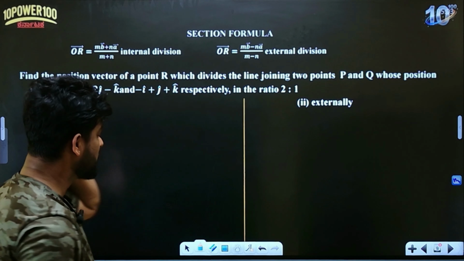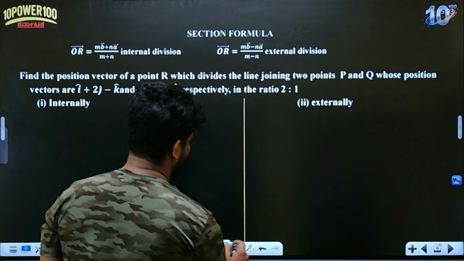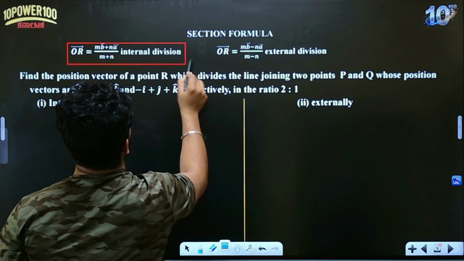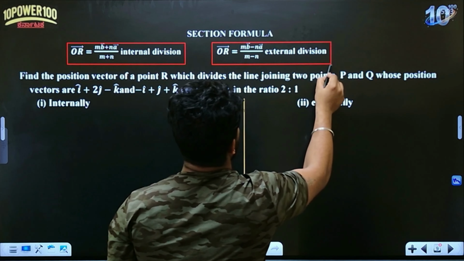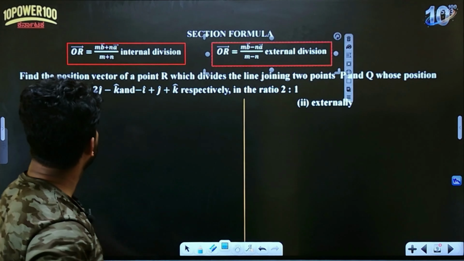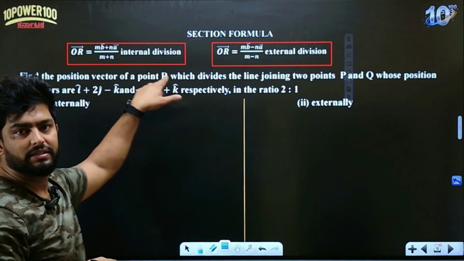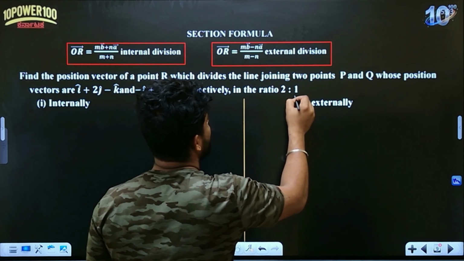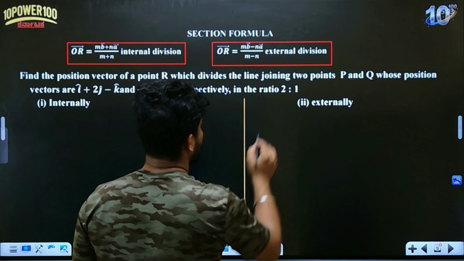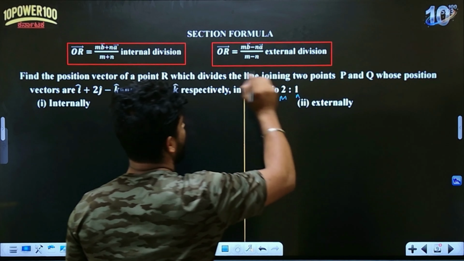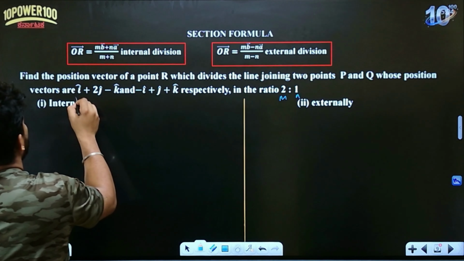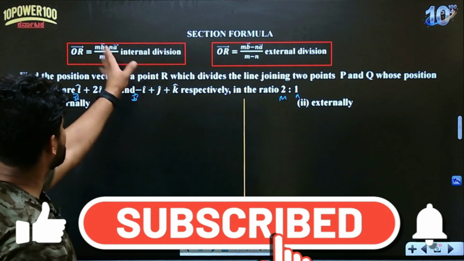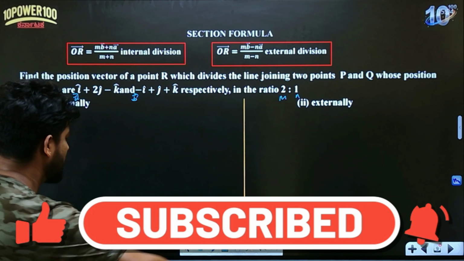Next, section formula. We have two formulas in the section formula, correct? One is the section formula for internal division, and next for external division. This is the formula we use: mb plus na divided by m plus n. Here, this is m and this is n, and this is a vector and this is b vector. If you substitute into this formula, it is more than enough. So let's do that very quickly.